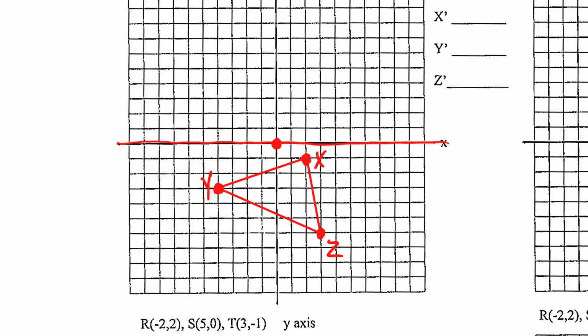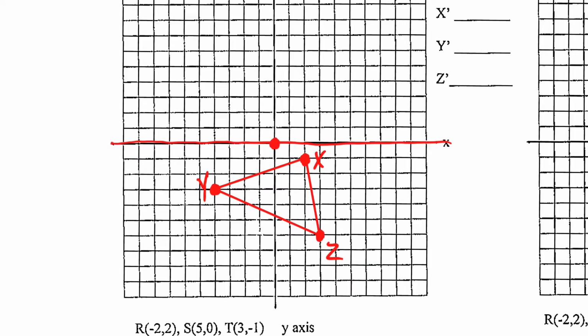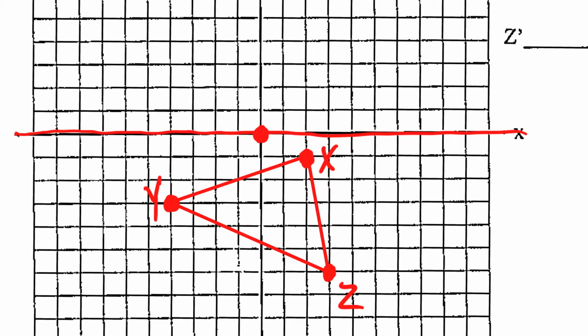All I'm going to do is count how far each point is from that line of reflection. So for point X, how far is X away from that line of reflection? 1. It's 1. And since it's 1 below, I'm going to flip it along the same line 1 above. So X is here, 1 below. X prime is going to be 1 above right there. So that right there is X prime.